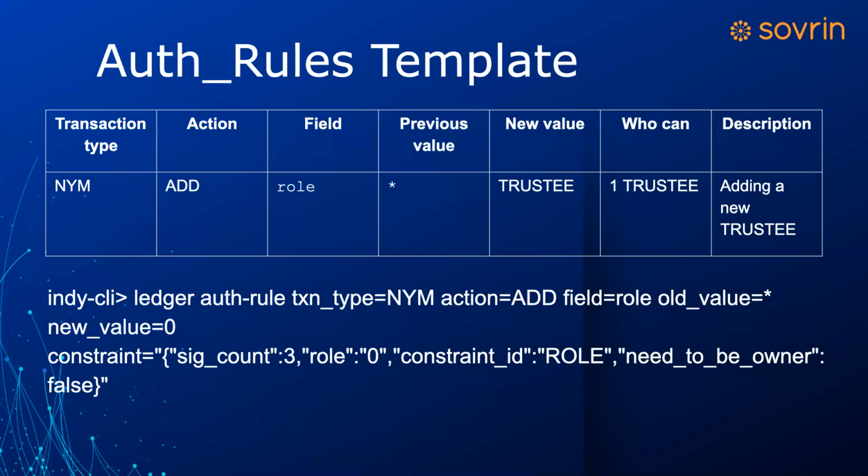So is this previous value for configuring a new auth rule, or is this a previous value for the transaction type? Do you understand my question? Not really. You cannot create a new auth rule. There's no such thing as creating a new auth rule. You can change the number of trustees or signatures needed for existing auth rules only.